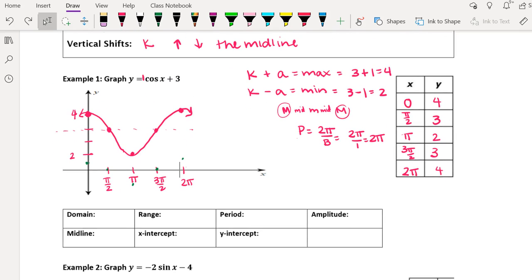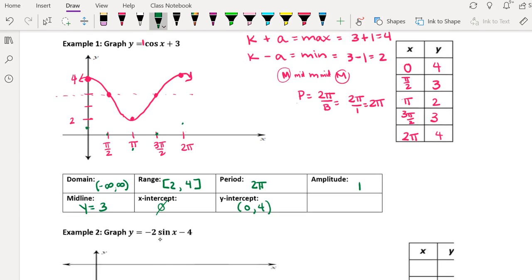Oh, sorry, the domain and the range. So the domain doesn't change. It's always negative infinity to positive infinity. My range is going from 2 to 4. That's the lowest it goes to the highest it goes. The period was 2 pi. My amplitude was 1. The midline is y equals 3 because I've shifted the graph up 3. The x-intercepts, there are none because the graph is not going to touch the x-axis. The y-intercept is at 0, 4.